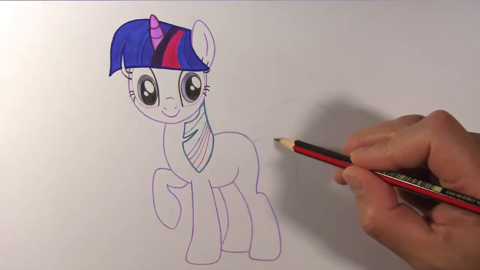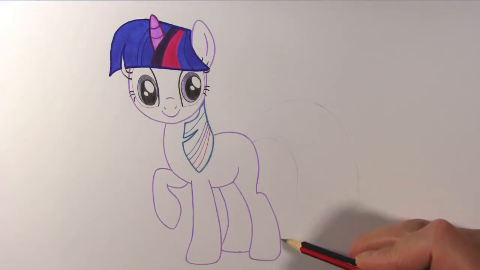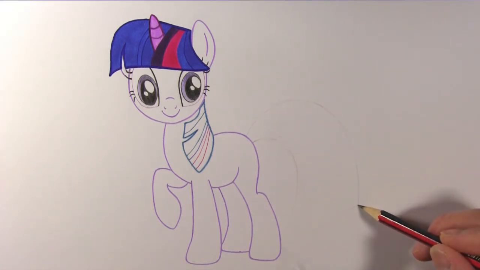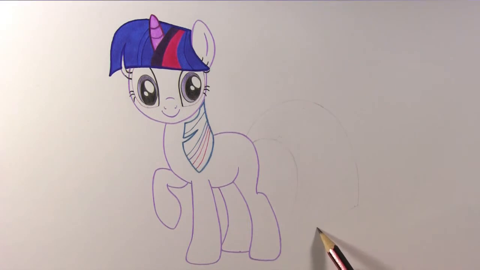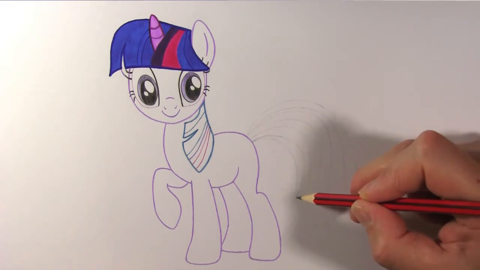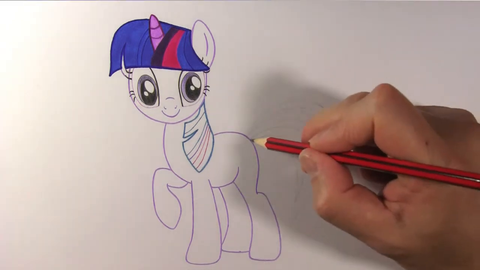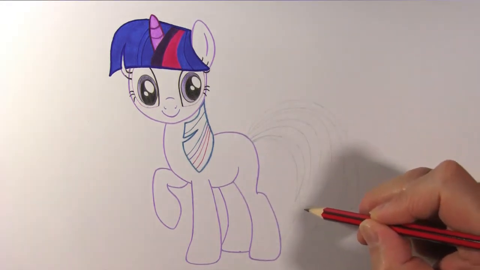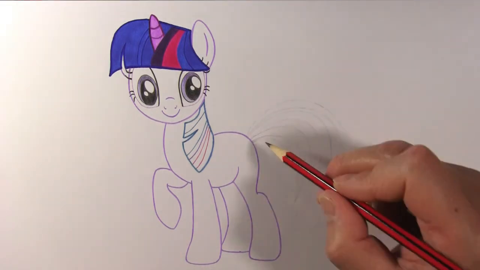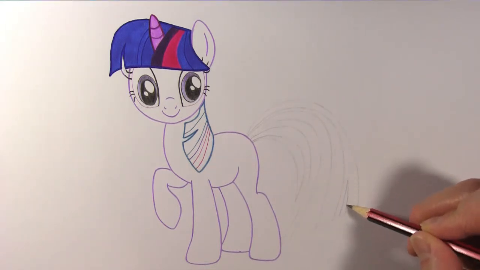Her tail will start from here and go all the way down to her leg. The other part will go from here to here. Draw an almost straight line from her leg to there. Add in the details like we did with the mane, and the tail is complete.